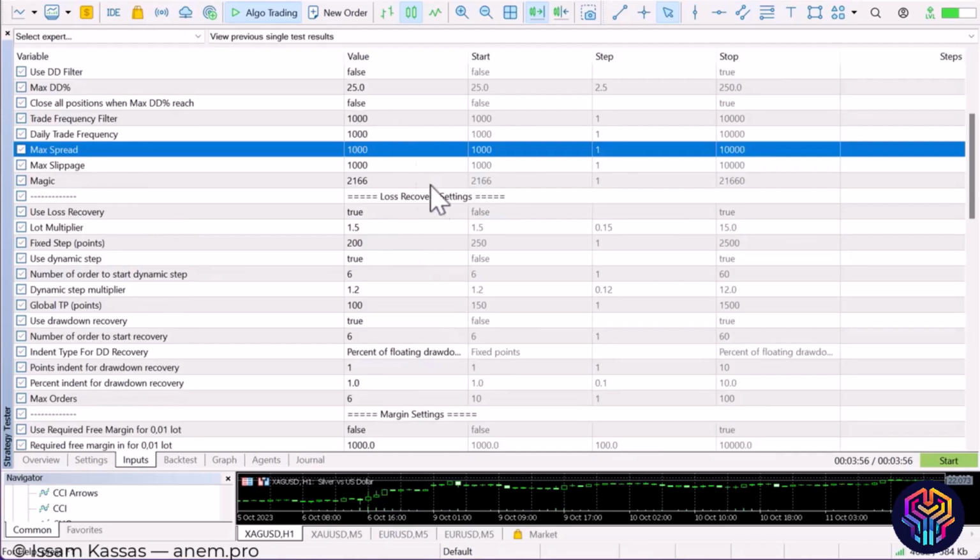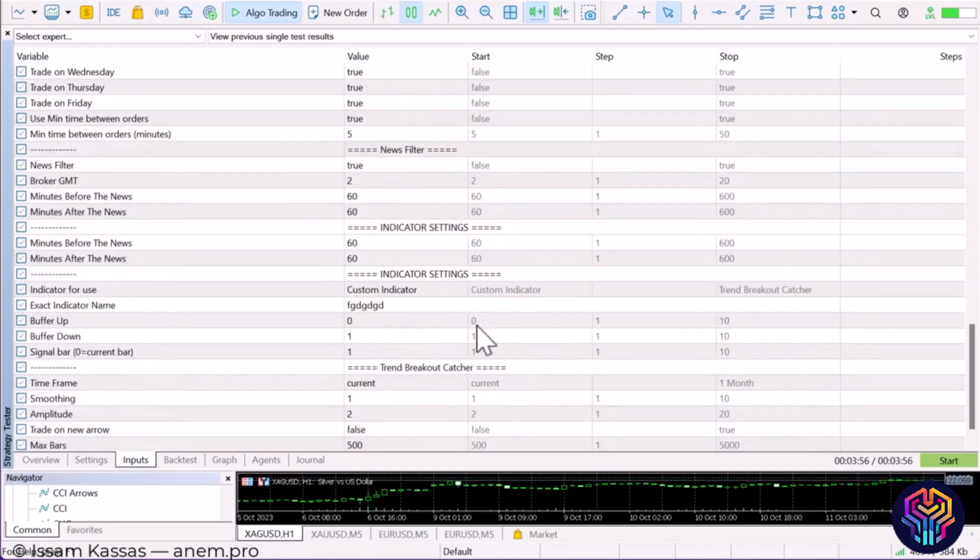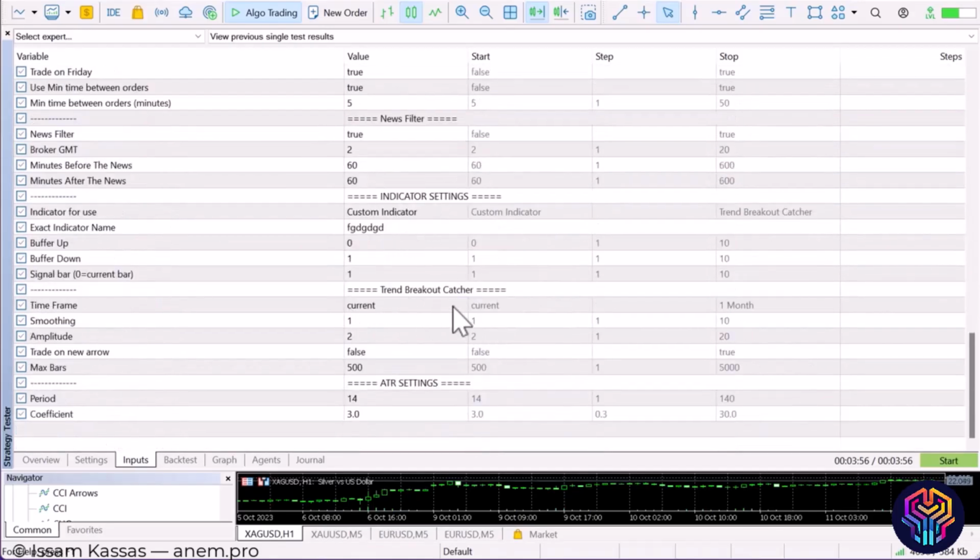So as I said, the manual simulation is one way to use this Smart Universal Expert Advisor. The other way is to use it with an indicator, the same indicator that is used, for example, on a Universal Expert Advisor, like the trend breakout catcher here. And you don't have to buy the trend breakout catcher because it's native in the Expert Advisor, which means it's built into the Expert Advisor.